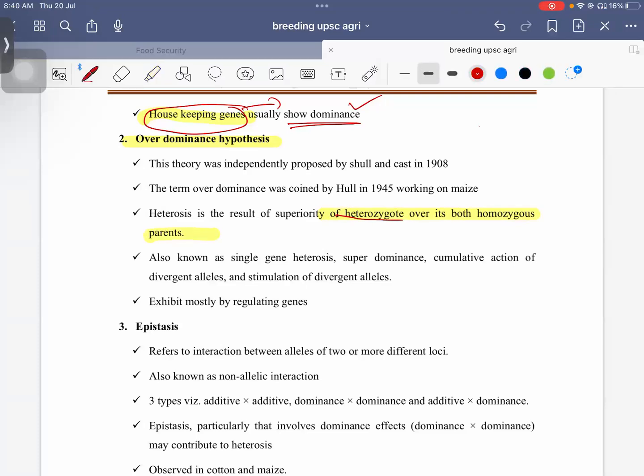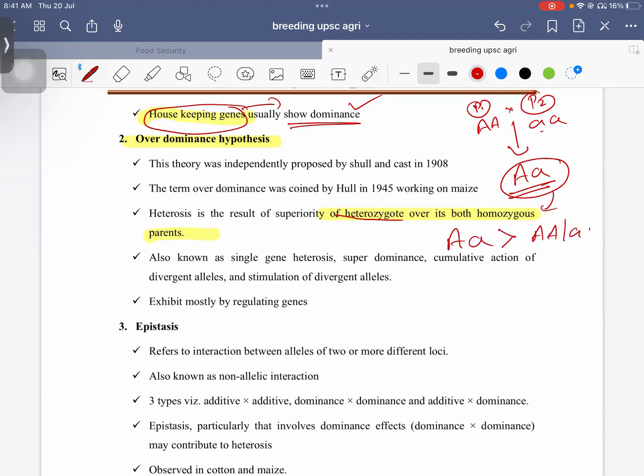For example, we have capital A, capital A. This is parent one. This is parent two, small a, small a. This is the genotypic configuration of the alleles in a particular gene. So you are getting capital A, small a. In case of over dominance, we say that capital A, small a is superior over both.